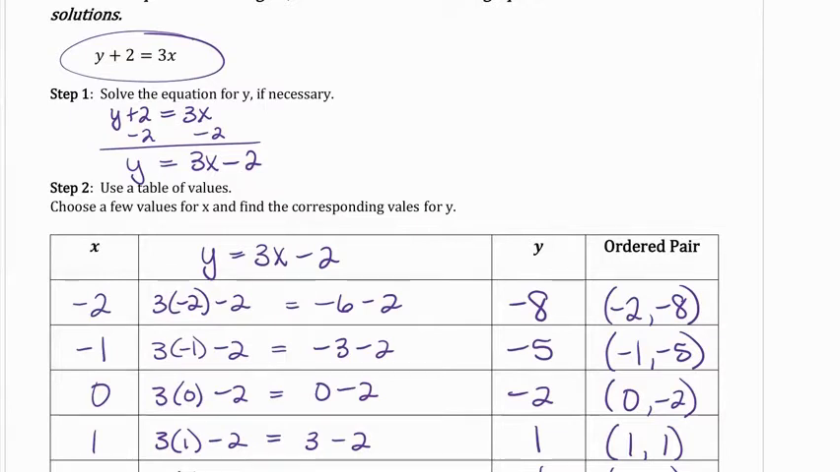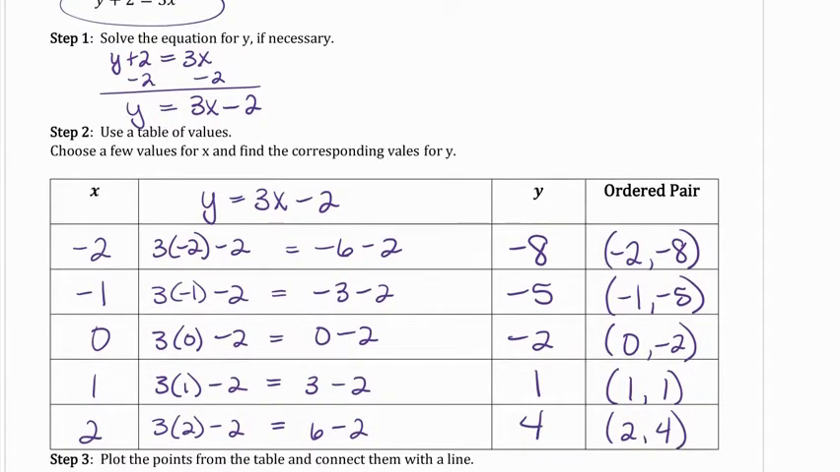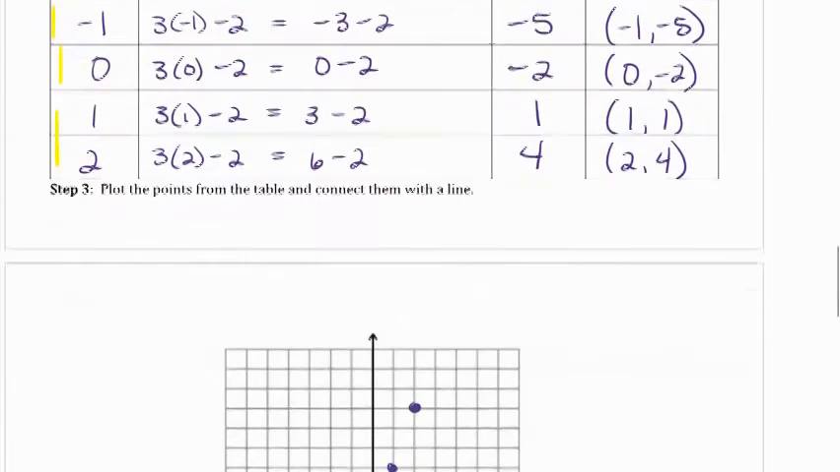Step one is always get it solved for y, and then we can pick some x values to plug in and get the y values that go with them to make the ordered pairs, and then plot those points on our graph to make our line. Good points to plug in: you always want to do a couple negative numbers, a 0 in the middle, and then a couple positive numbers. That way you've got a nice spread on your graph.